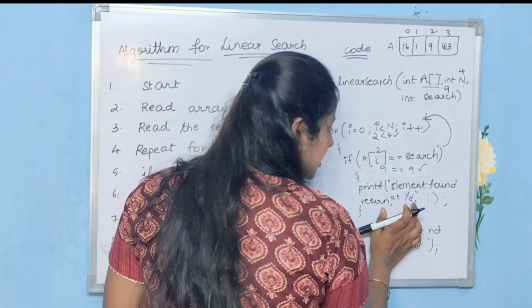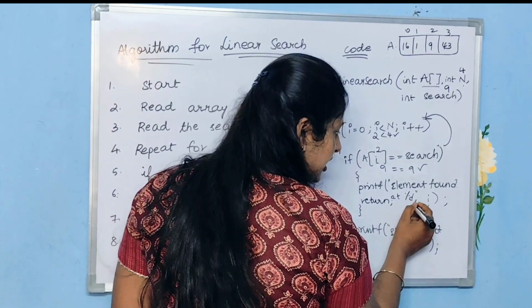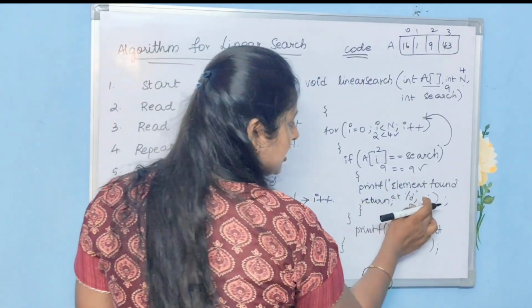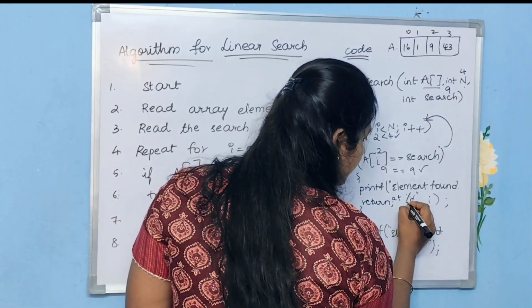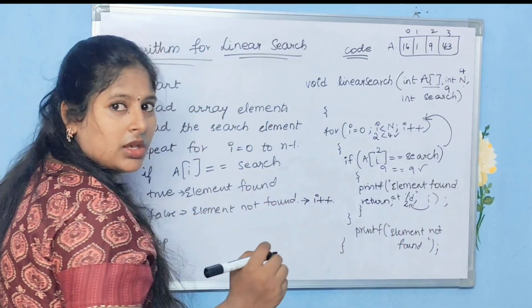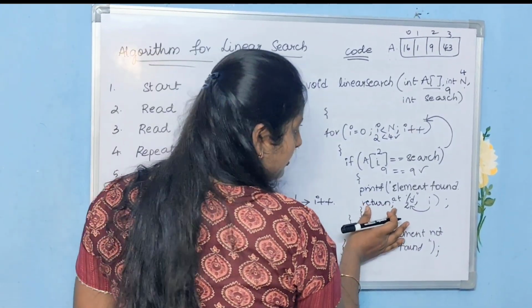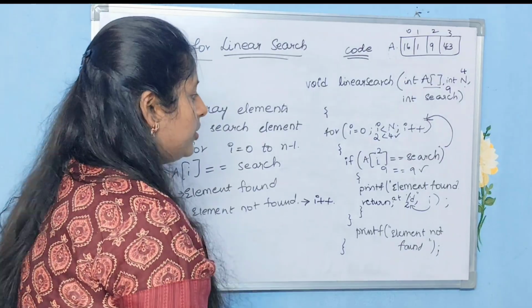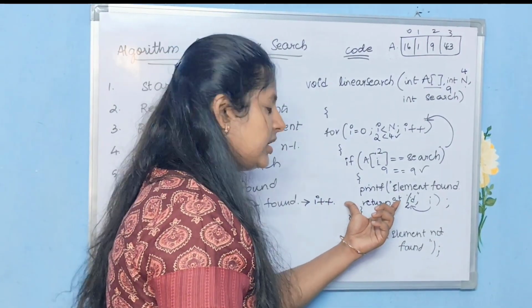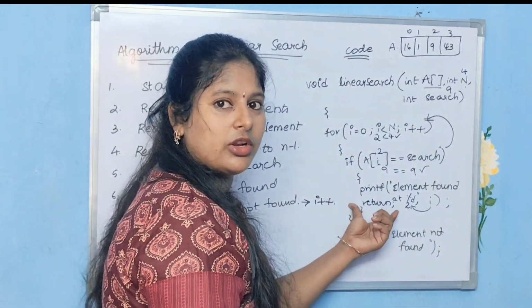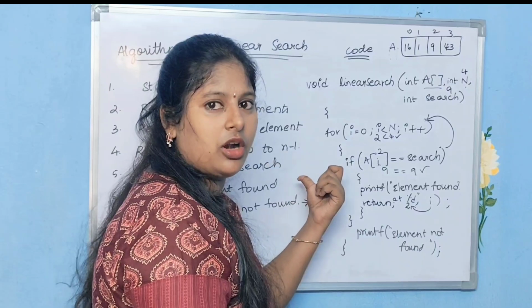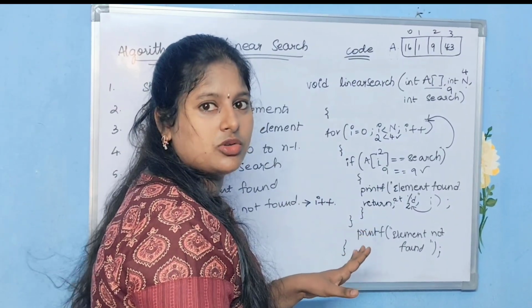So what gets printed? Element is found at %d. What is this %d? Index, right? At what index is my element found? At 2. Okay. So after this, the next return statement is there, so I will go back to where my function is being called. This stops the execution.